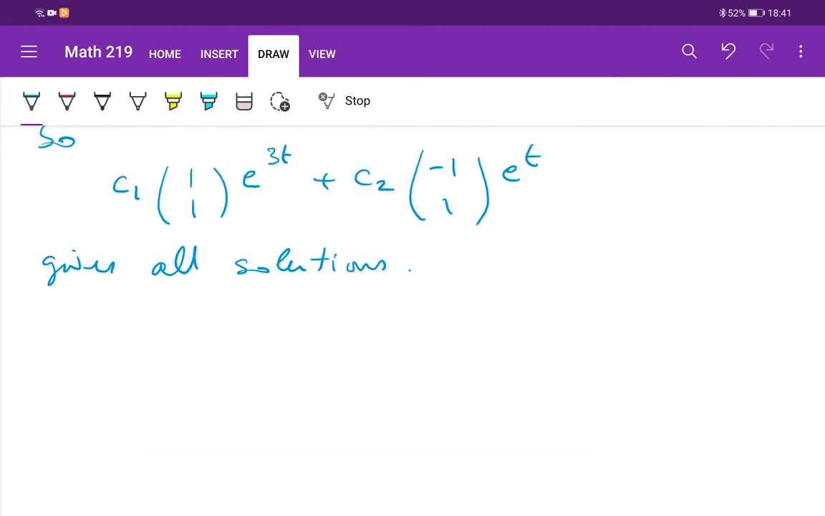Okay, so that's an example of a 2 by 2 system. You can do this for bigger systems. So here's another one. Let's solve the system.